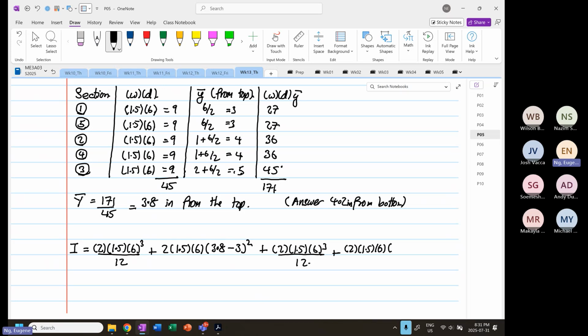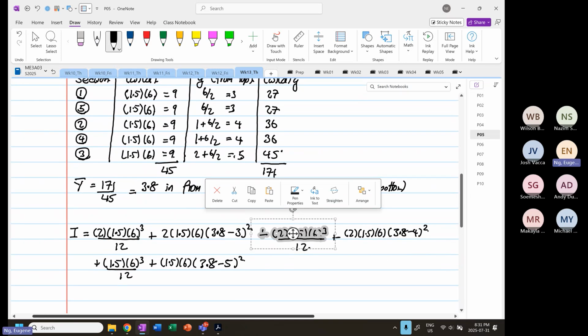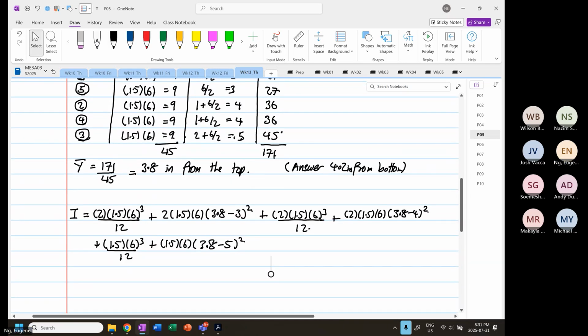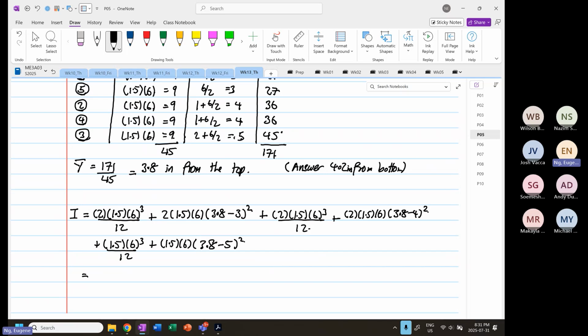Plus twice 1.5 times 6. And now the Y bar is 3.8 minus 4. And then the last one is just 1, not twice. 3.8 minus 5 squared. So this will be equal to, you no need to look at the formula, you just focus on the table. 2 times 1.5 times 6 power 3 divided by 12. 54.